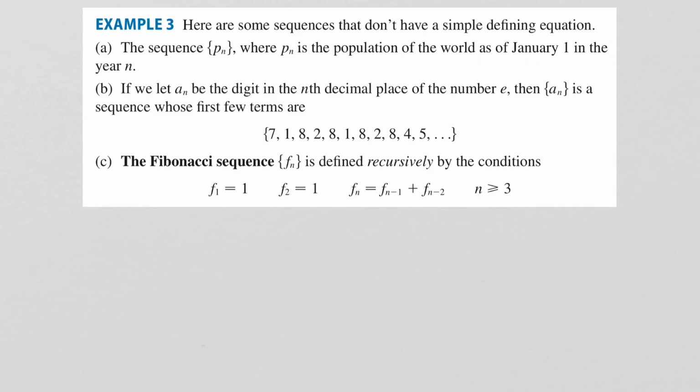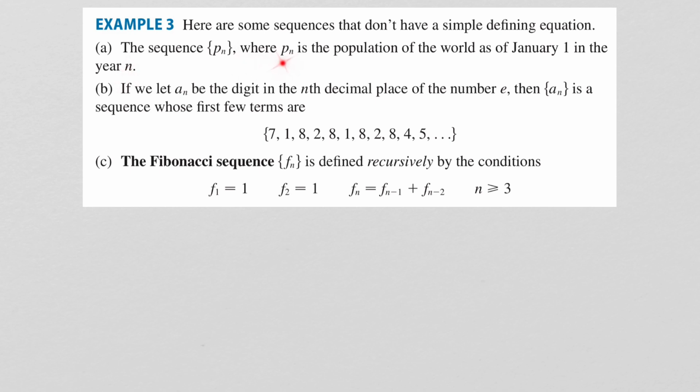Now, in the next example, we just want to show that there are some sequences that don't have a simple defining equation. So, for example, we could define a sequence Pn to be the population of the world as of January 1st, in the year n. So, in other words, what was the population of the world on January 1st of the year 1? Well, I doubt we really know what that is, but certainly there was a population of the world, and that would be an integer. And then what would be the population of the world on January 1st of year 2? Well, again, that would be another number.